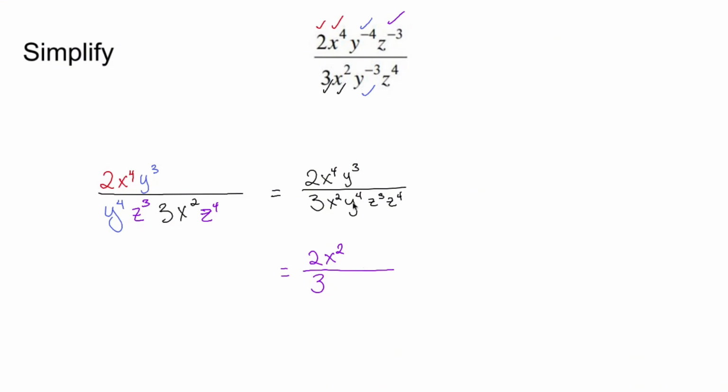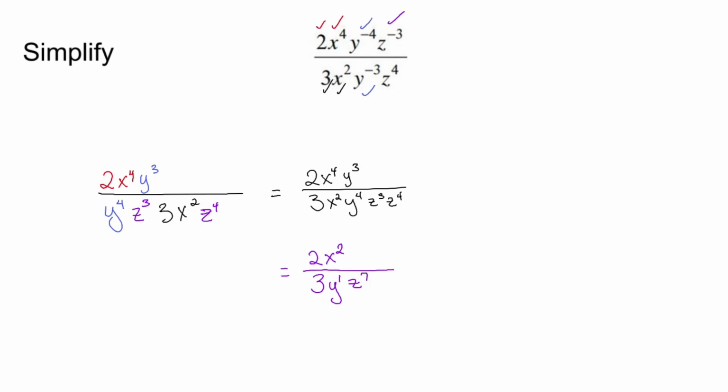I have y to the third over y to the fourth. Y to the fourth is more powerful. Leave it in the denominator. 4 minus 3 is 1. I'll clean that up in a little bit. Now when they're next to each other, when multiplying terms of the same base, all you have to do is just add the exponents. So 3 plus 4 is 7. So z to the 7th power.